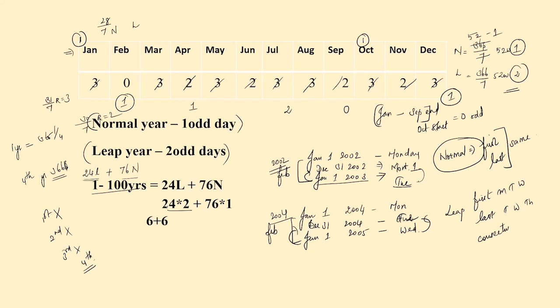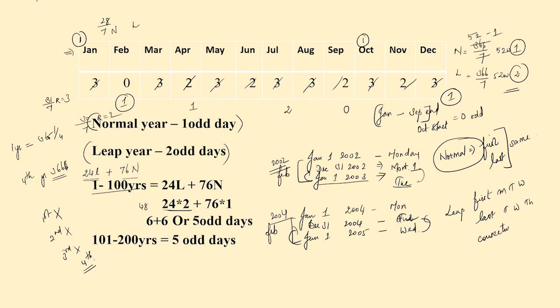Now going to the next one. This is going to be 48. Now 48 divided by 7, I can use my additive property, right? So 48 divided by 7, the remainder is going to be 6. And 76 divided by 7 also, the remainder is going to be 6. 6 plus 6 is going to be 12. 12 by 7, the remainder is going to be 5. So there are going to be 5 odd days. Now we'll go for the next 100 years.